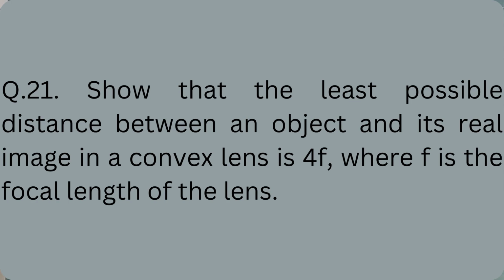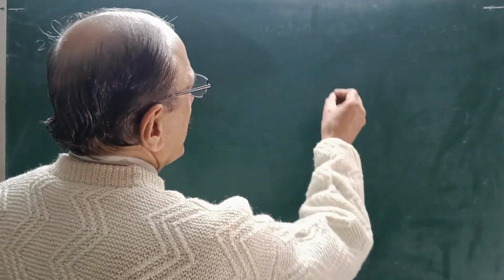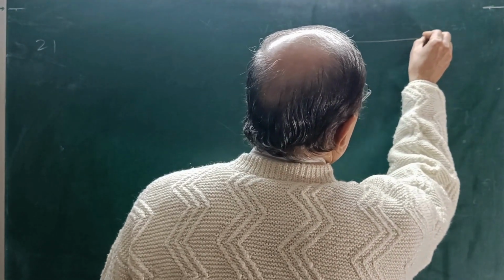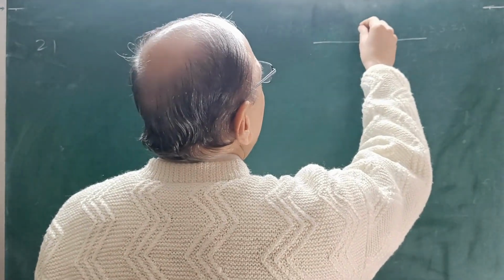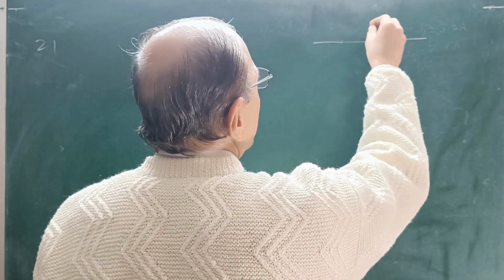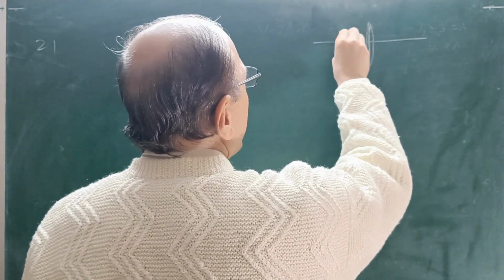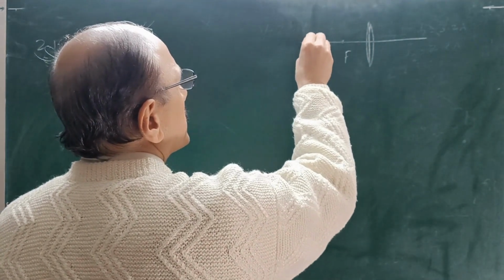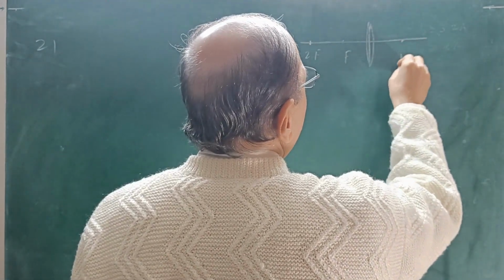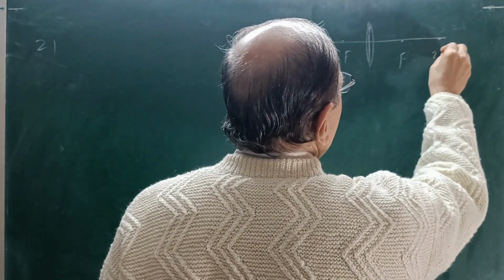Show that the least possible distance between an object and its real image in a convex lens is 4f, where f is the focal length of the lens. So in case of a convex lens, you have seen, if it is a lens, this is f, this is 2f, here it is f, and here it is again 2f.